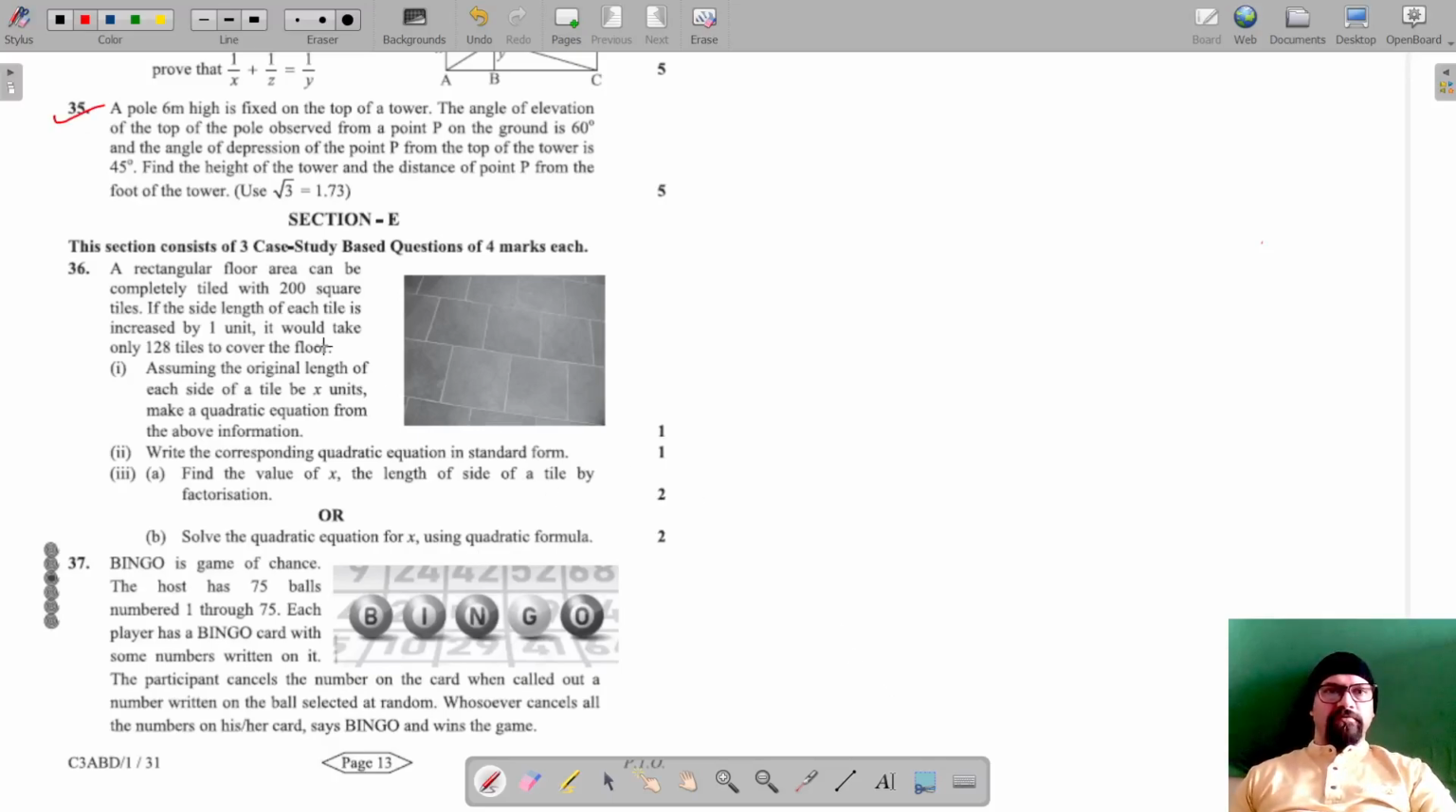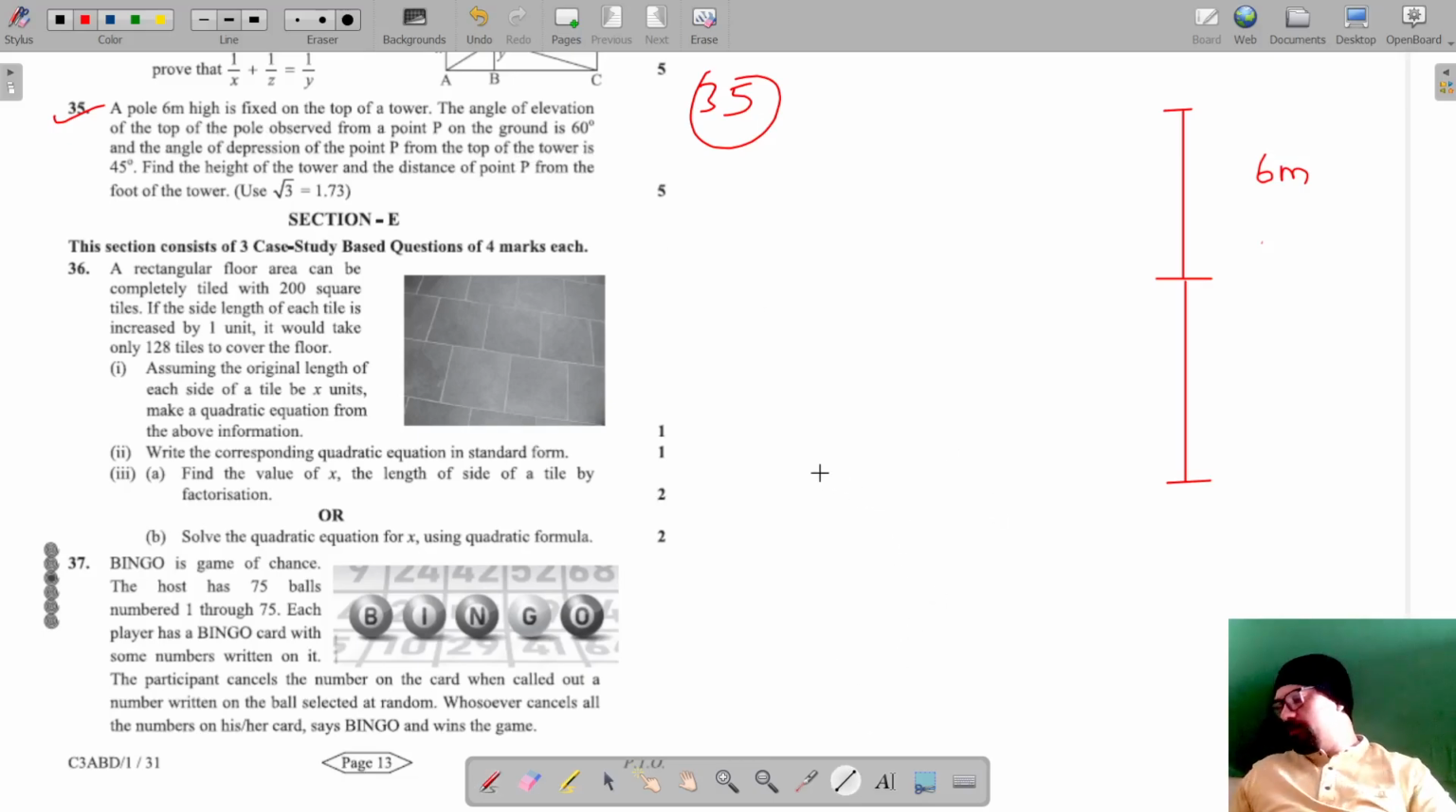Okay, for question number 35. So this is question number 35. It's given that a pole 6 meter high is fixed on the top of a tower. This is a tower, and a pole 6 meter high. So this is the pole 6 meter high that is fixed on the top of the tower. The angle of elevation of the top of the pole observed from a point P. So this is point P. From where the angle of elevation to the top of the tower is.